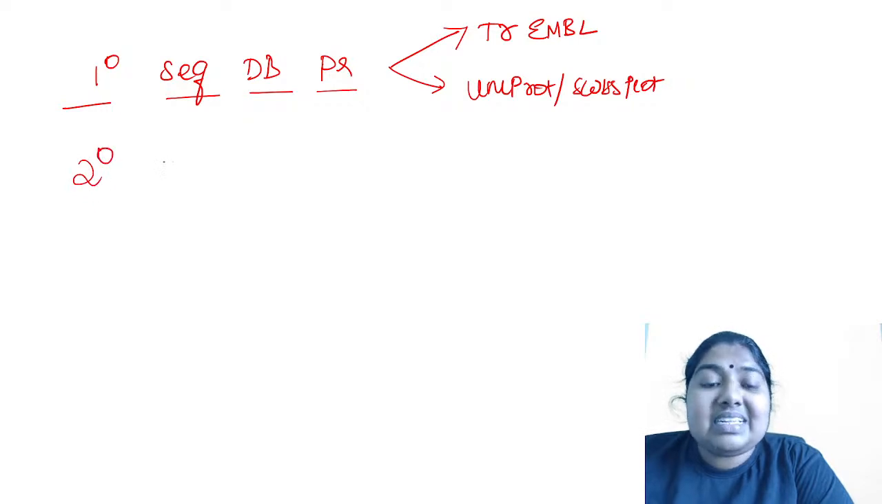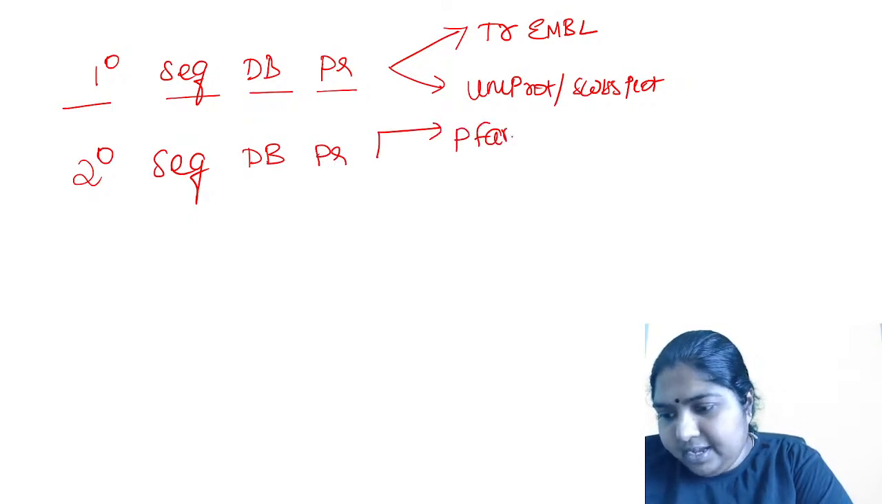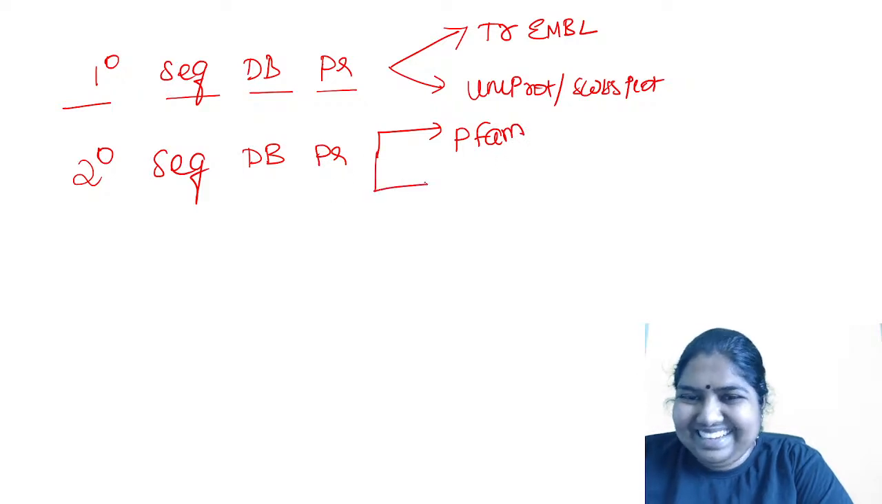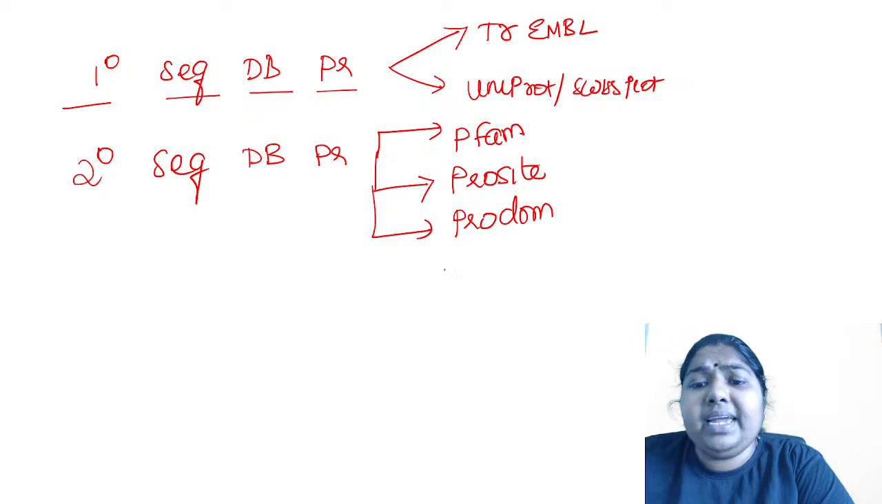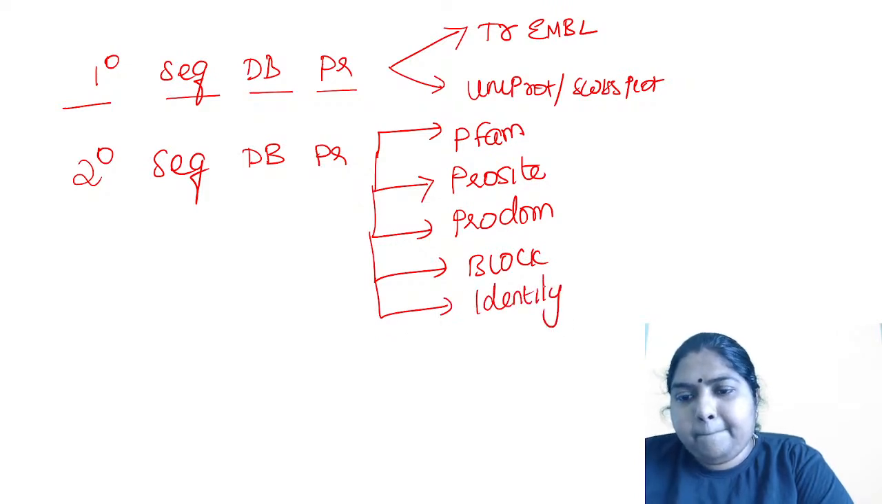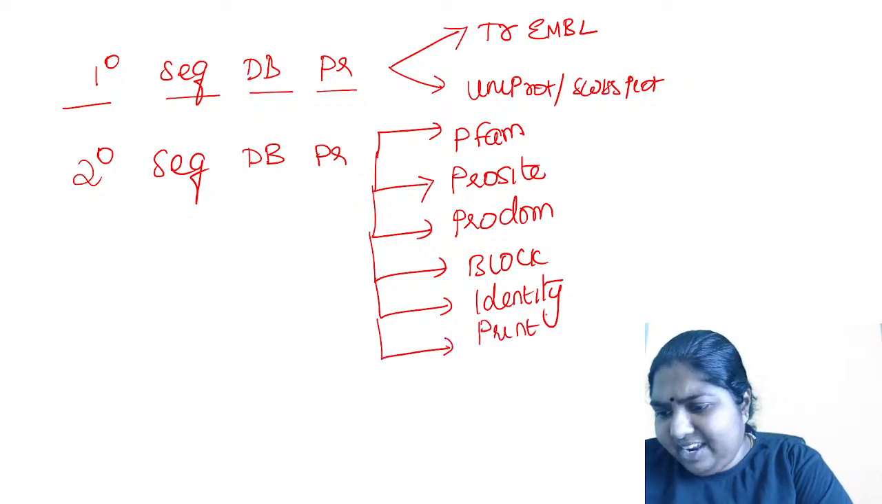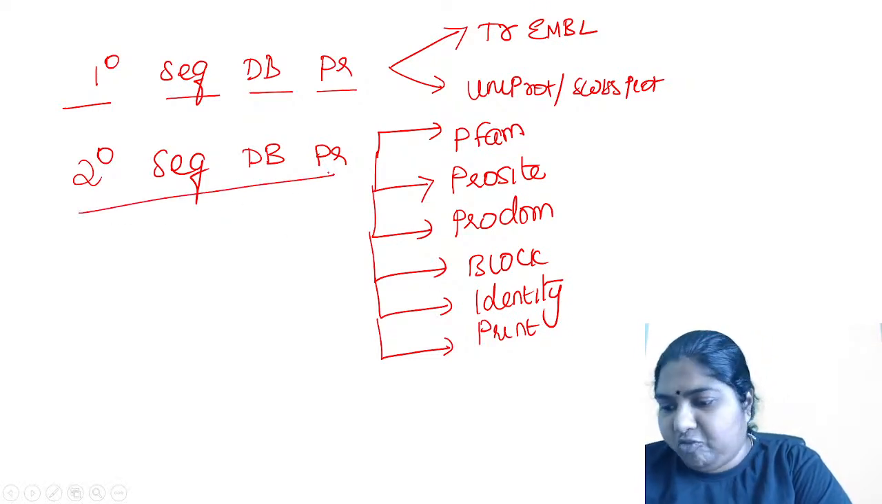So what are the secondary sequence databases of protein? It is going to include your PFAM. UniProt and PFAM are different, isn't it? So this is PFAM. This is going to be ProSite. This is going to be ProDom. It is going to be your Blocks. It is going to be your Identity, Print. Very good everybody. Keep it up. So these are the secondary sequence databases of protein.